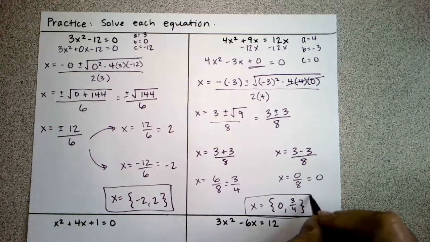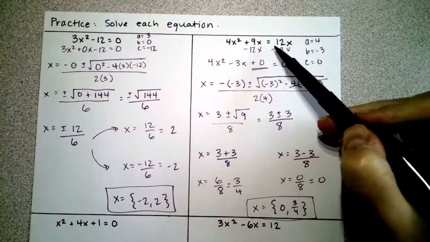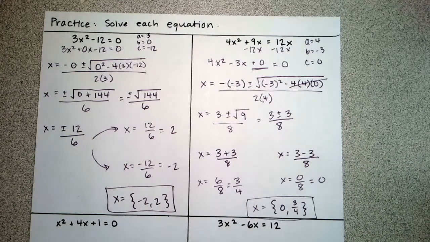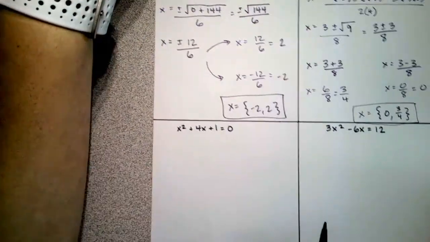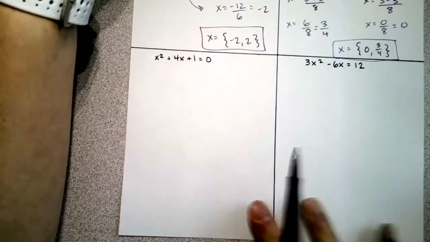And just as a reminder, these solutions mean the x-intercepts on the graph. So if you graphed this equation, it would have x-intercepts of 0 and 3/4. All right, a couple more. These are different because our answers don't come out as nice, clean, whole numbers or fractions. We're going to get some square roots in our answers.